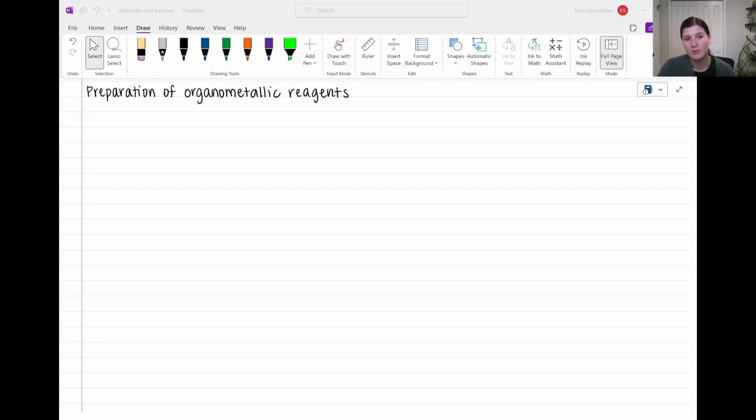We've discussed reactions with organometallic reagents. Here let's talk about how these organometallic reagents are prepared. They can be formed by adding lithium or magnesium to an organic halide, so an organic carbon chain bonded to a halogen.